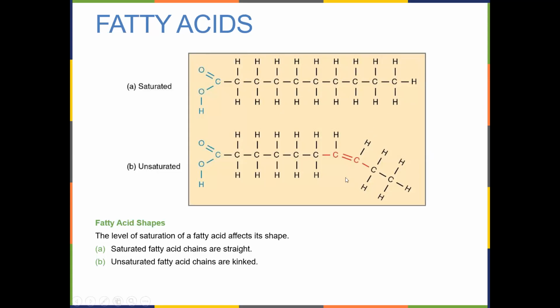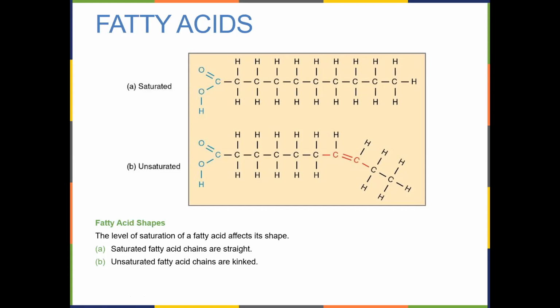But what happens if we were to have a double bond between the carbons? Instead of sharing 2 electrons, we're sharing 4 electrons. This double bond here prevents another hydrogen from attaching here and here. So we don't have full saturation because we don't have the electrons to share. Those electrons are shared in the double bond there. When we have a double bond, something unique happens to that fatty acid chain. It twists, it kinks, it bends. It bends at the double bond.